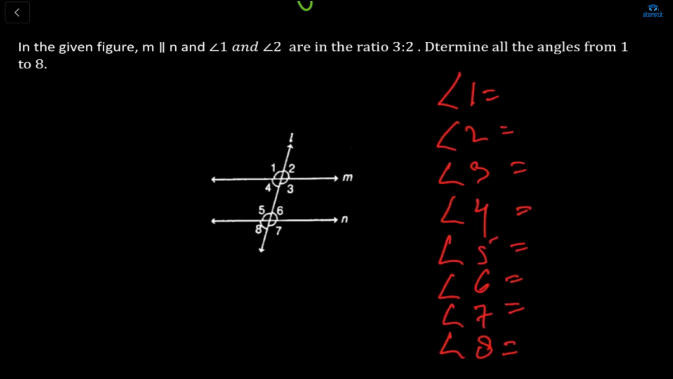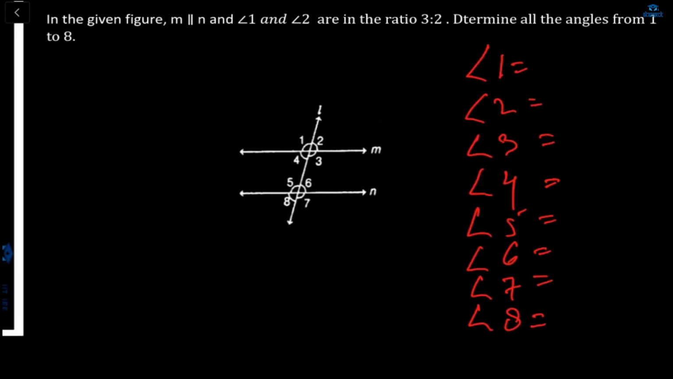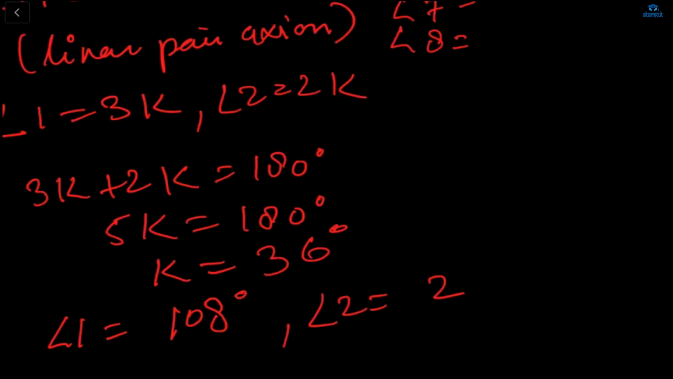Anybody got the answer of angle 1 and angle 2? Razi, have you got the answer of angle 1 and angle 2? No, I'm doing. Take it as 3K. Angle 1 is equal to 3K. Angle 2 is equal to 2K. And then the sum will be equal to 180 degrees because 1 and 2 are from the linear pair axiom. Angle 1 plus angle 2 will be equal to 180 degrees. Shazan, this is your answer for angle 1 and angle 2? Yes, ma'am. I said 108 and 72.